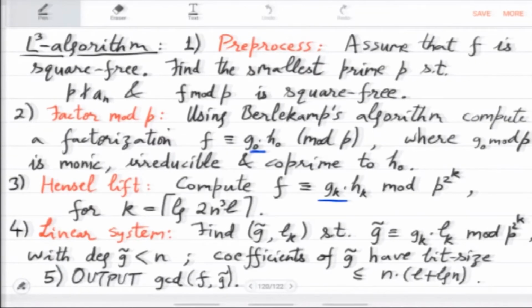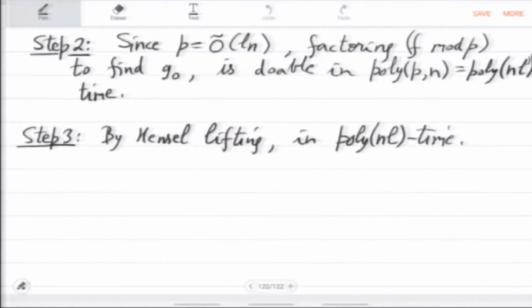Let's move to step 4. Step 4 is this linear system solving, but there is a catch now. Indeed, in terms of the unknowns G tilde and Lk, this is a linear system, but not any solution of the linear system will work. You want a solution which is small in bit size, so you cannot just invoke a linear system solver. This is actually the hard part. This is what will lead us to something new.